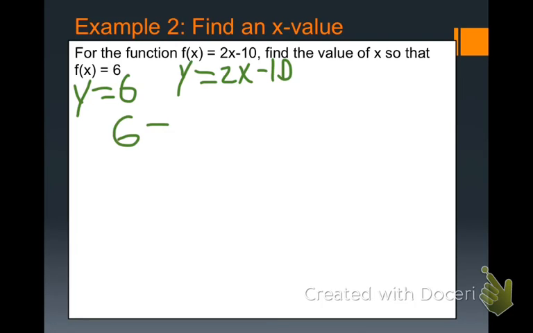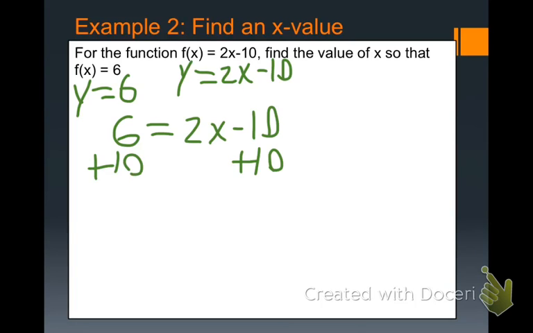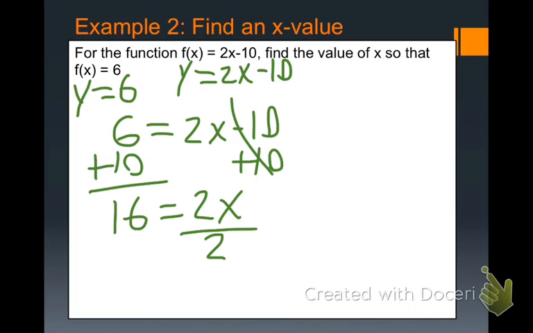So 6 equals 2x minus 10, and it's way back to what we did before. Solve for x. So to get x by itself, add 10 to both sides. 6 plus 10 is 16 equals 2x. Divide by 2, and x equals 8.